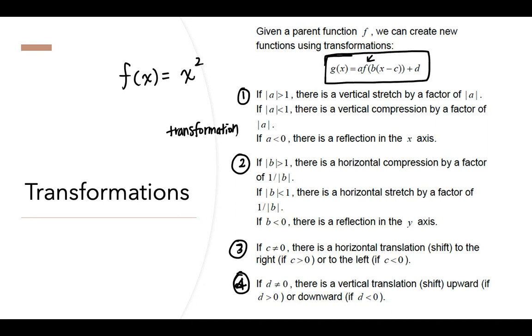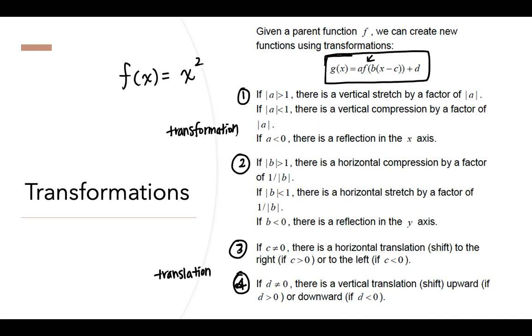And 3 and 4 represents a translation. So translation is up and down, left or right by adding or subtracting. Transformation, you are multiplying or dividing by that factor. So let's take a look at A.